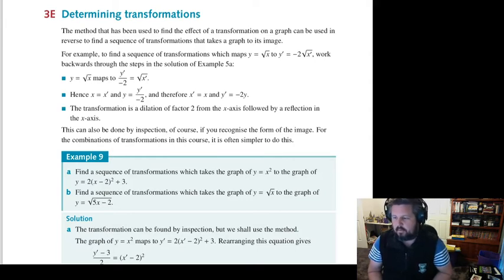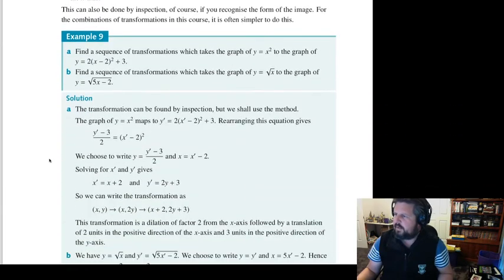Now, a lot of you are probably looking at these equations and you can probably see the transformations that take effect just by inspection and just looking at them. However, it's nice to have this process up our sleeve so we can actually document the steps that are taking place, especially with more complicated equations. So here is example number 9.